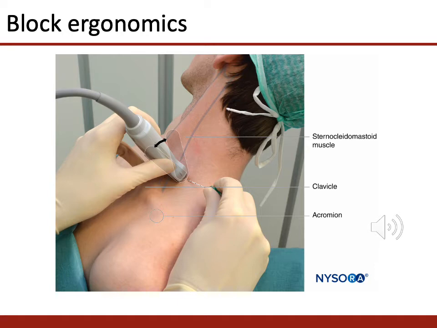So really any position where this side of the neck is allowed to be free will support the proper conduct of an interscalene nerve block. So equally, you could have your patient fully lateral, or again propped up on a pillow, just as long as that posterior and lateral aspect of the neck remains free.